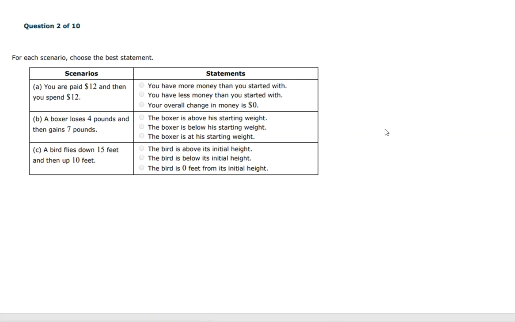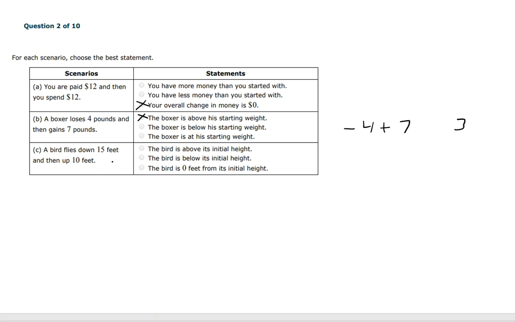For each scenario, choose the best statement. You are paid $12 and then you spend $12. So you earn 12 and then you spend 12. So that one, your overall change in money is 0. Okay, so your net change. The next one, a boxer loses 4 pounds and then gains 7 pounds. So if he loses 4 but then gains 7, he is going to be above his starting weight because the net change there would be 3.